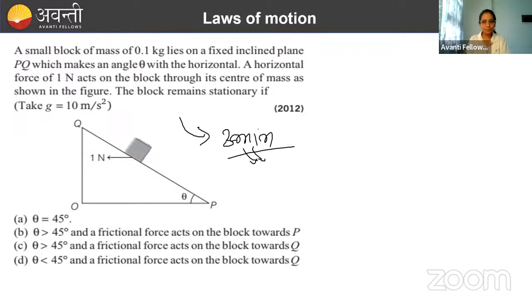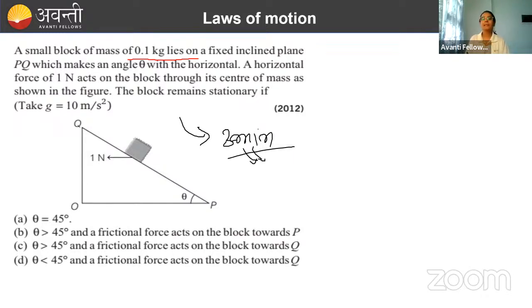Let me show you, the question is very easy actually. You may be tired, it may be the case. A small block of mass 0.1 kg is on a fixed inclined plane PQ, which makes an angle theta with the horizontal. A horizontal force of 1 Newton acts on the block, as shown here. So for the block to remain stationary, what should be the cases? And where will the frictional forces act in which cases? That's the question. So the very first thing is, just try to think in which direction it may slide.